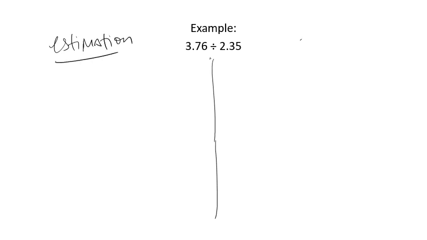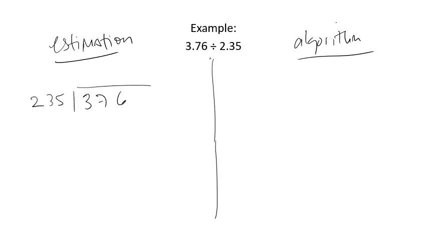And then I want to do it the second time by the algorithm, by the sort of generally accepted algorithm. So by my estimation approach, I'm just going to do this problem absolutely disregarding the decimal points. So I'm just going to do 376 divided by 235.